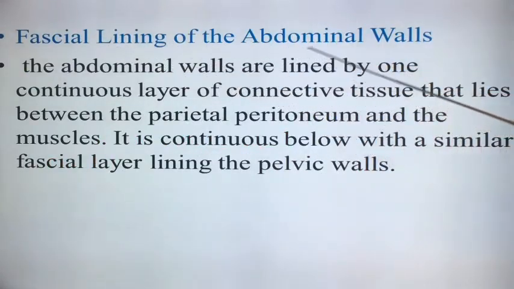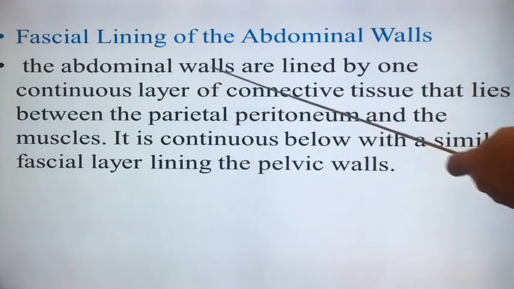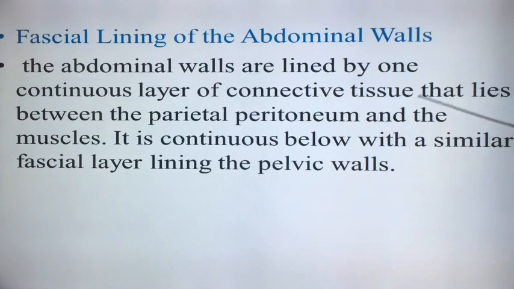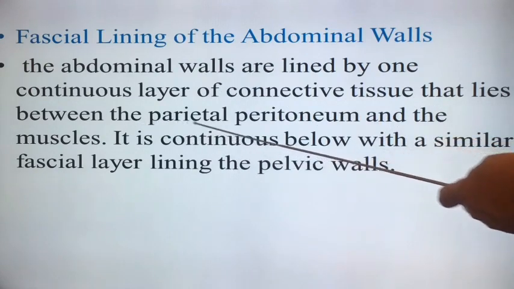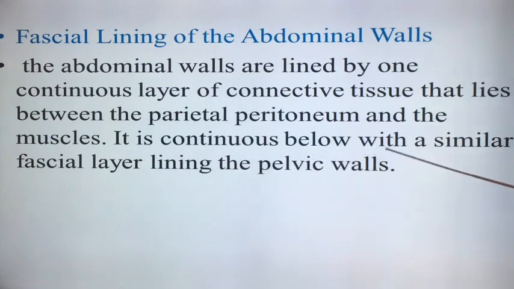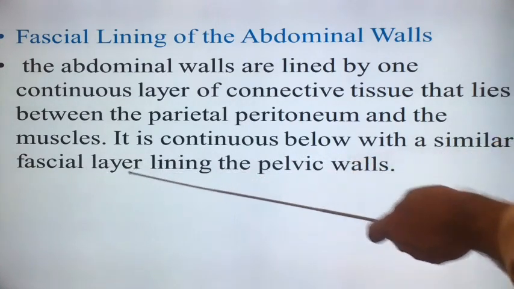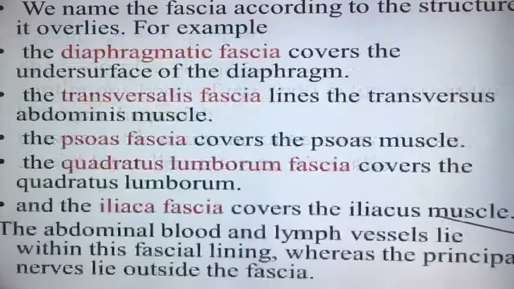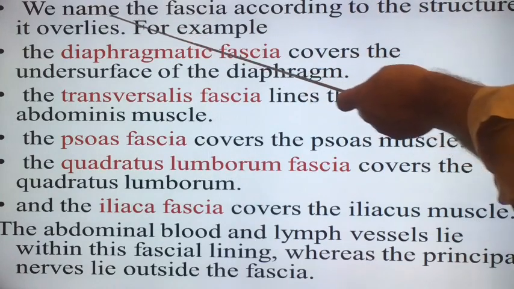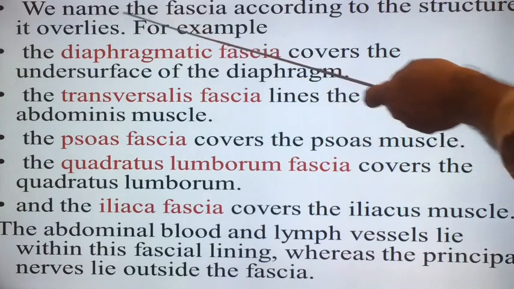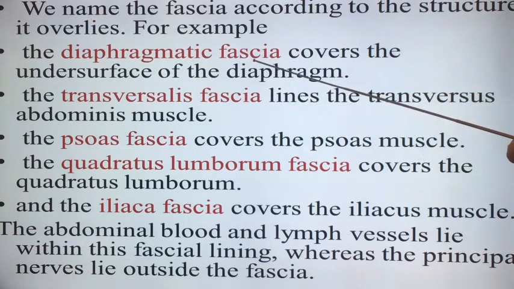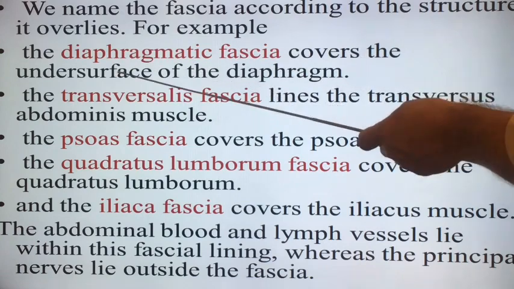Fascial lining of the abdominal walls. The abdominal walls are lined by one continuous layer of connective tissue that lies between the parietal peritoneum and the muscles. It is continuous below with a similar fascial layer lining the pelvic walls. The fascia here has different names according to the region. For example, diaphragmatic fascia covers the under surface of the diaphragm.